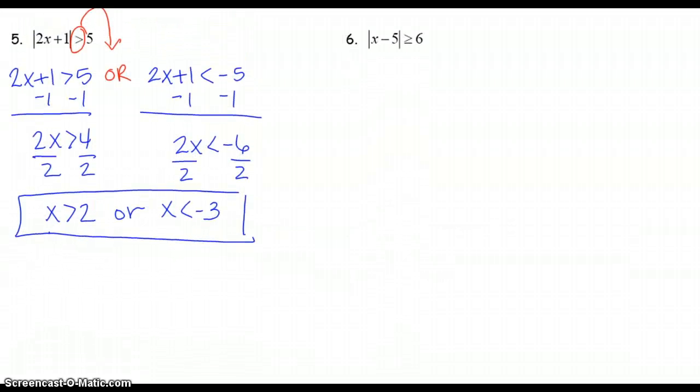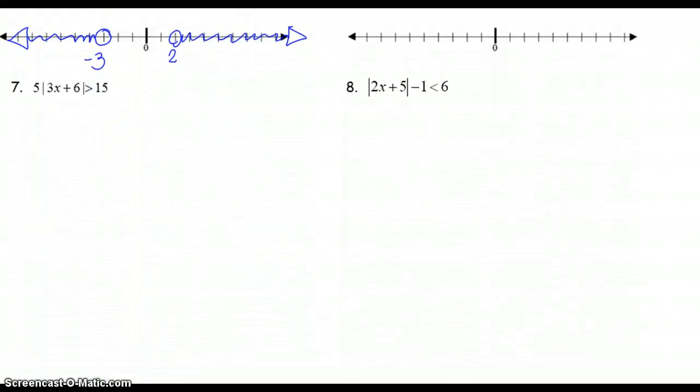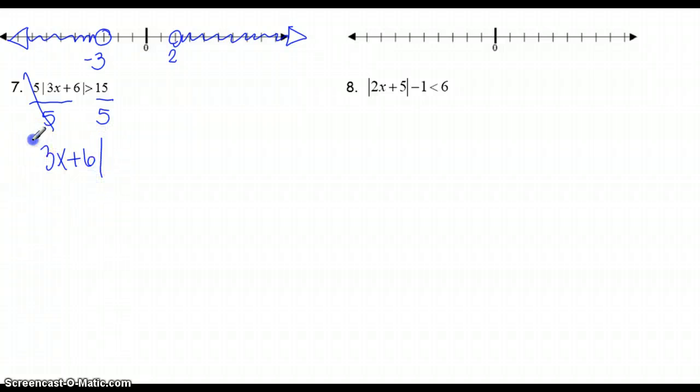Okay, we're going to go ahead and skip number 6 and go on to number 7. We're going to come back to number 6. All right, number 7. Notice that number 7 is not by itself the absolute value. So we have to get rid of that 5 before we can break our inequality into two problems. So the 5's cancel, and we have the absolute value of 3x plus 6 is greater than 3. Now that the absolute value is isolated, we can break our problem into two separate inequalities.